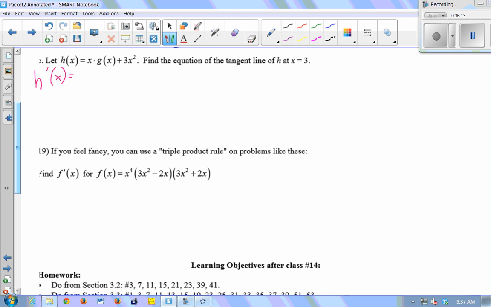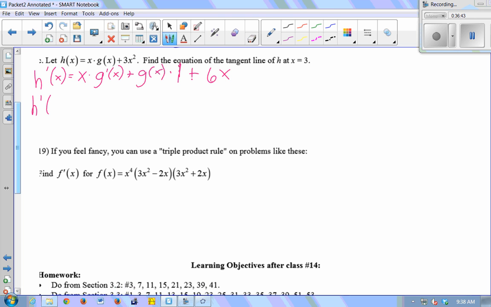Okay, h of x is the product of x times g of x. To take the derivative of a product, we use the product rule: first times the derivative of the second plus the second times the derivative of the first. So that takes care of my derivative of my product. And then I can do the plus 3x squared, take its derivative separately, because they're just separated by addition. So then I have plus 6x.